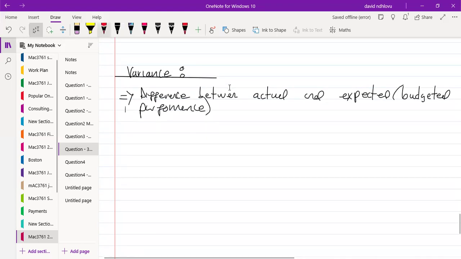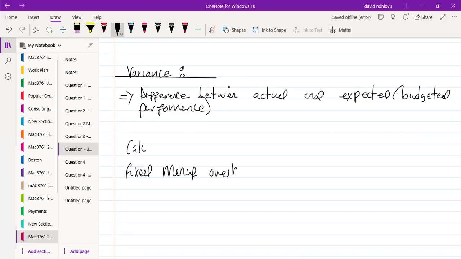Right, so what we need to do here is calculate the fixed manufacturing overhead variances. Let's go to the calculation. We have the fixed manufacturing overhead expenditure variance. This is the easiest variance that you can calculate. The formula is your actual overhead minus your budgeted overhead.